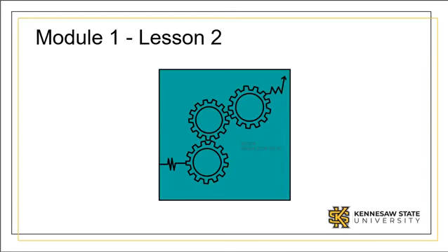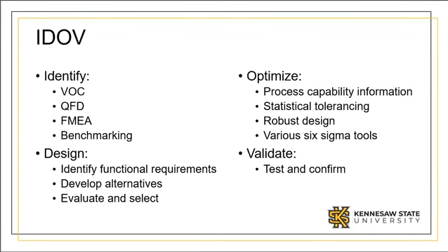Now let's discuss some of the more common processes for design for Six Sigma. There is no one right or wrong process. Like all Six Sigma methods and tools, we pick the approach that best serves our needs. There are many design for Six Sigma methodologies in use today. One of the more common approaches is IDOV. IDOV stands for Identify, Design, Optimize, and Validate.